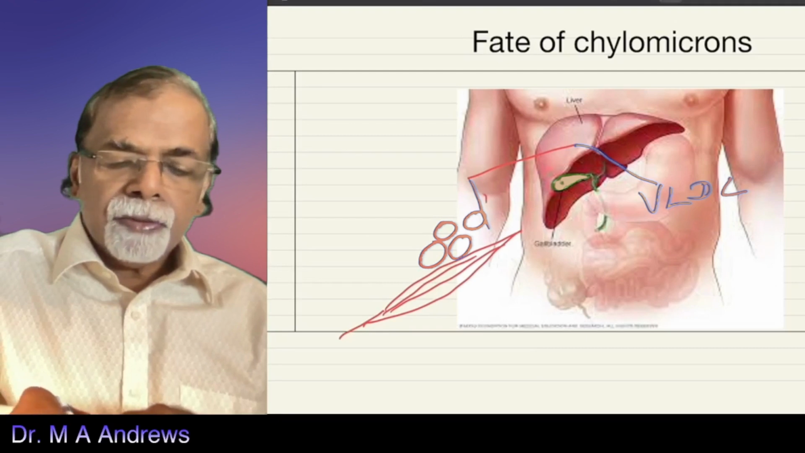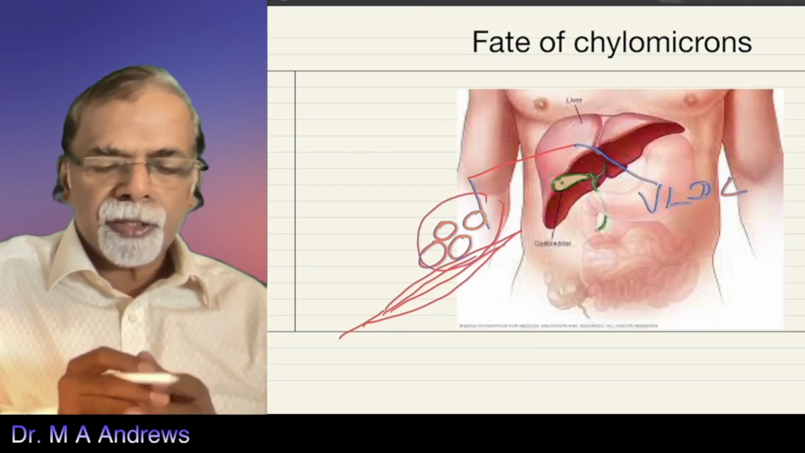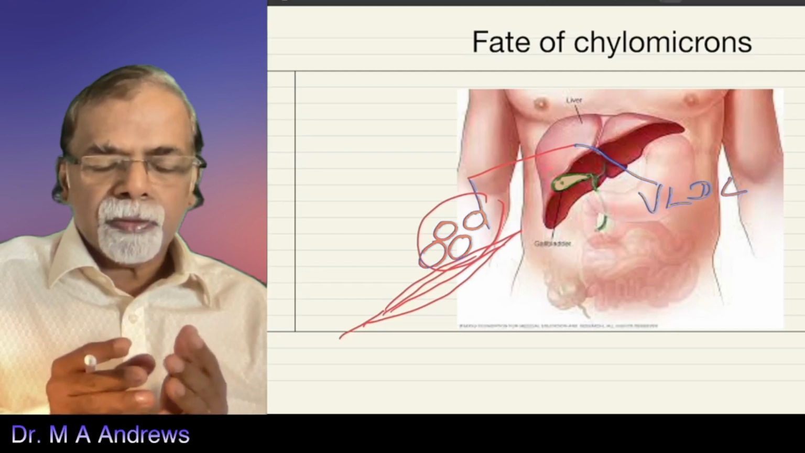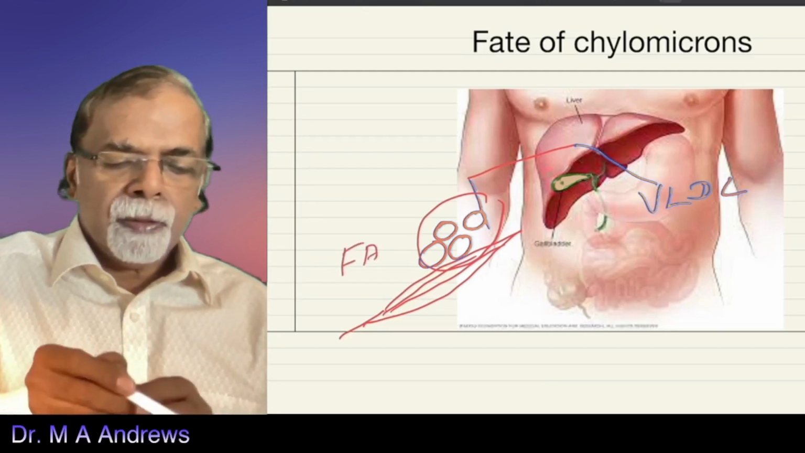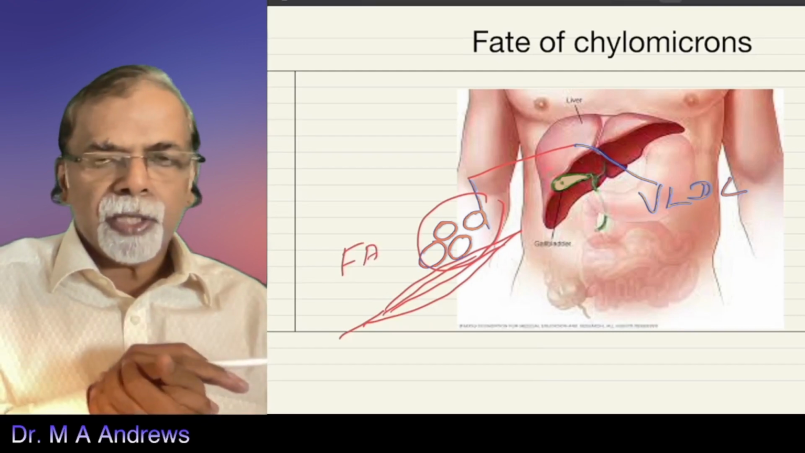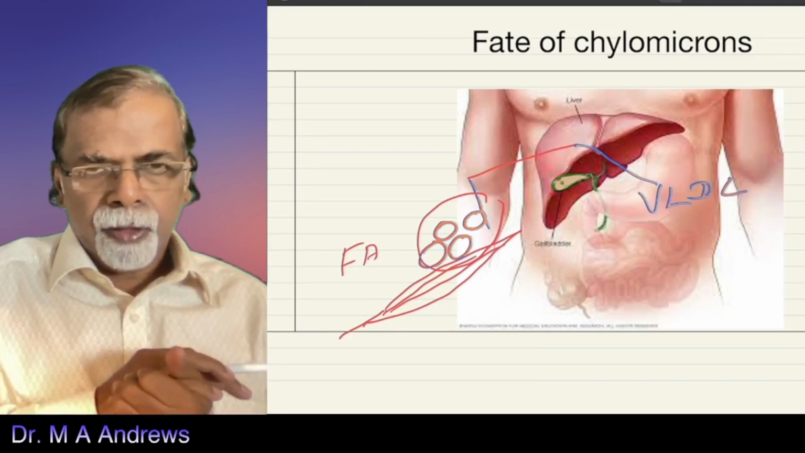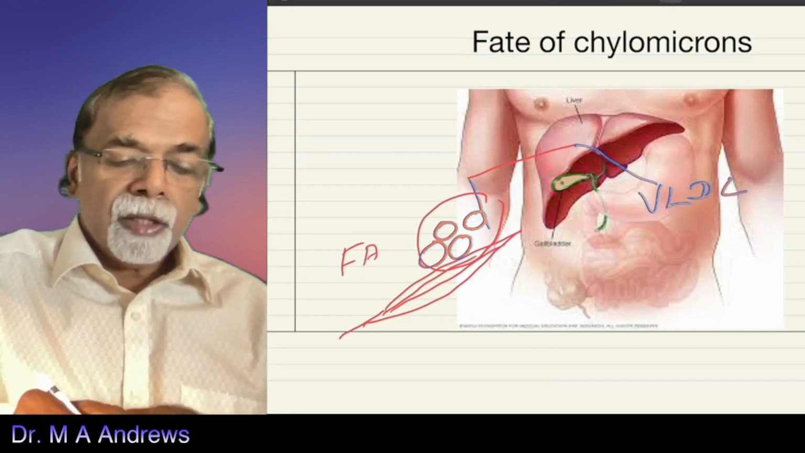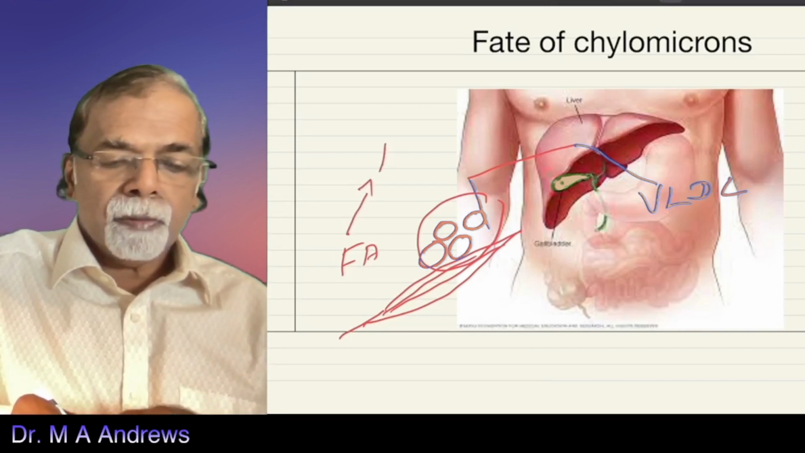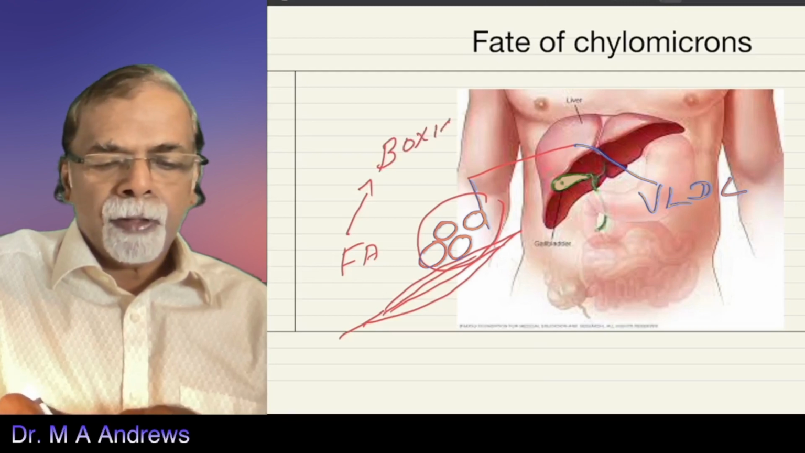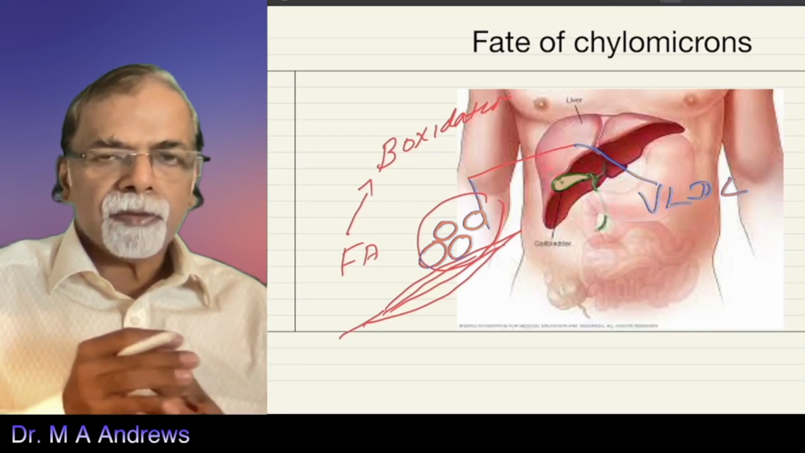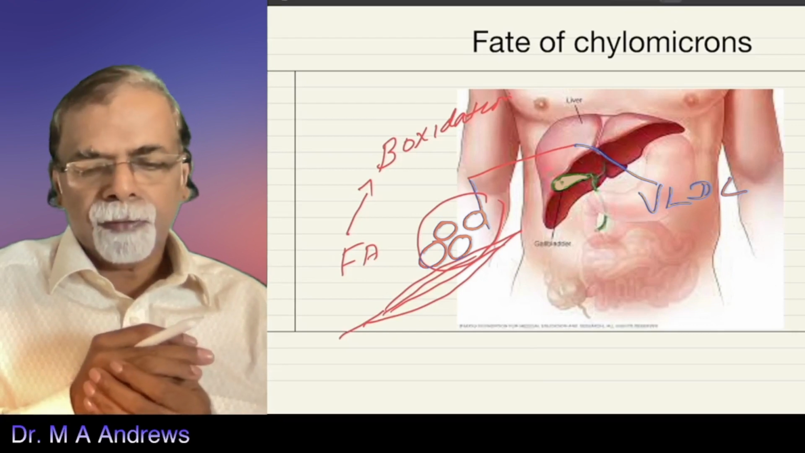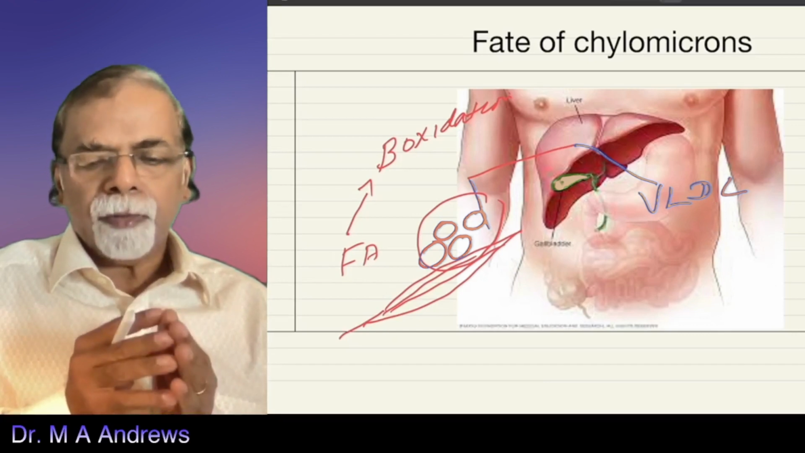So in the muscle tissue, what will happen? The fat will be hydrolyzed to fatty acid by the action of lipoprotein lipase. These fatty acids will undergo beta oxidation for the generation of energy, or fatty acids can be utilized for storage as fat. So that is the fate of the chylomicrons.